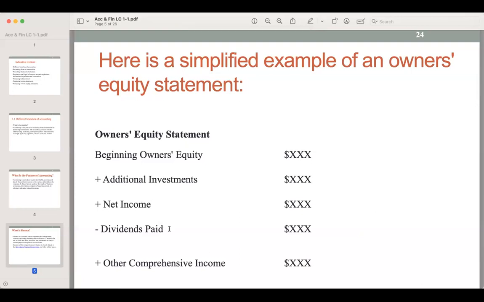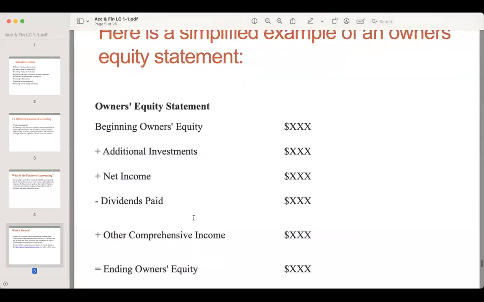Another way the owner's equity can change is through additional investment made by the owners. Dividend is the profit that a company distributes to its owners, or sorry, shareholders. When a company pays out a dividend, it reduces the owner's equity because the profit is no longer retained in the business. But this is an important point, that not all companies pay a dividend.